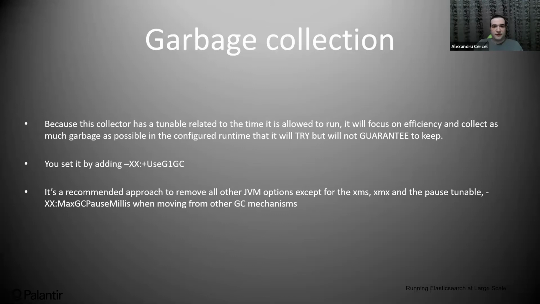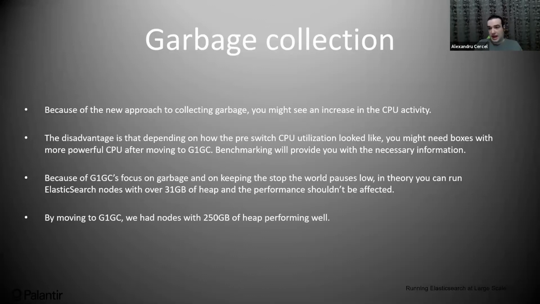Like I said before, the collector has a tunable related to how much time it's going to run. That tunable is try only, it's not guaranteed. The way you use G1GC is you set the parameter UseG1GC, and if you're moving from other garbage collecting mechanisms from before, just drop everything except the Xmx and the garbage collecting tunable, use G1GC, and then add additional ones.